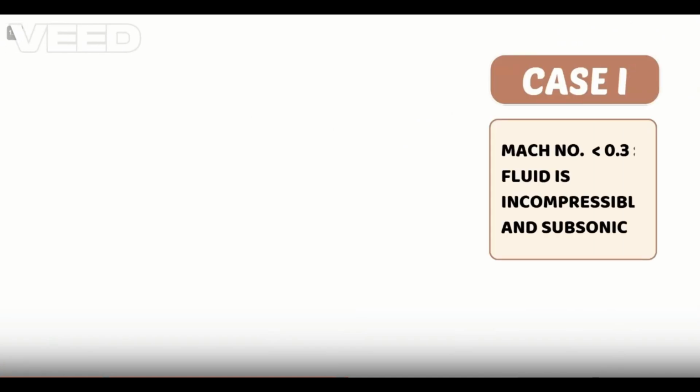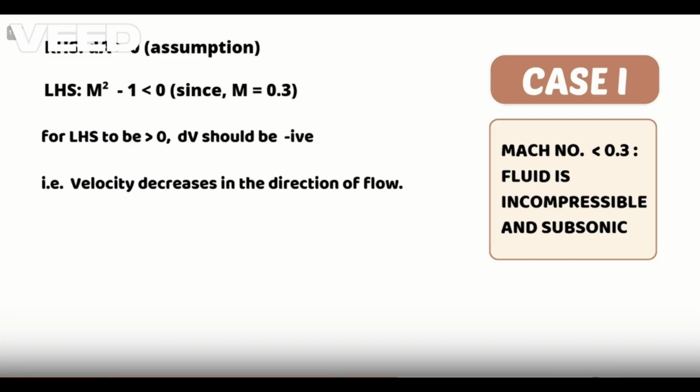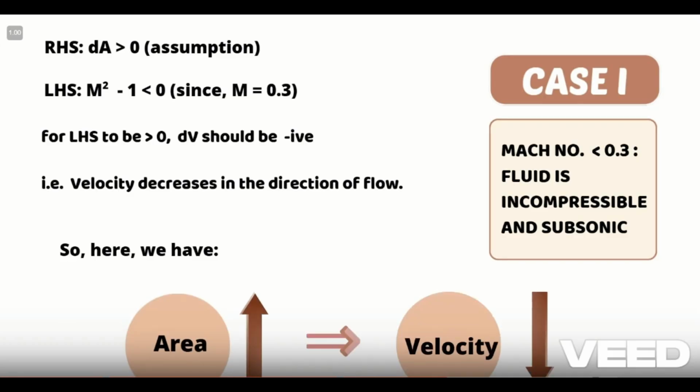In case 1, let's take the Mach number of fluid to be less than 0.3. So in this case, the fluid will behave as incompressible and subsonic, as we have seen from our categorization. As we have assumed that dA is positive, and M² − 1 here will be less than 0 because our M is less than 0.3. So for the LHS to be greater than 0, dV should be negative because then only negative and negative will become positive. And dV negative means exit velocity is less than inlet velocity. So here we have velocity decreases in the direction of flow. That means if area is increasing, then velocity is decreasing.